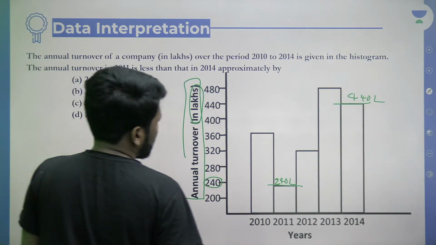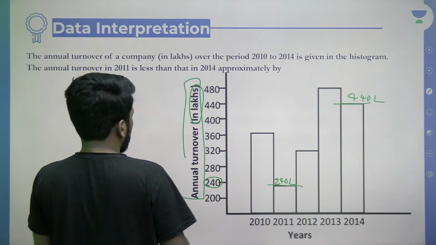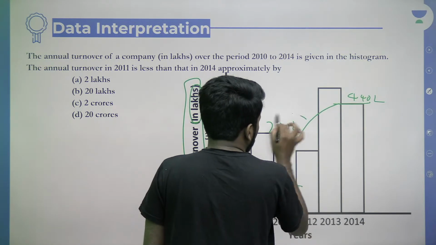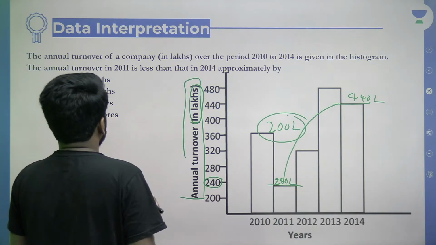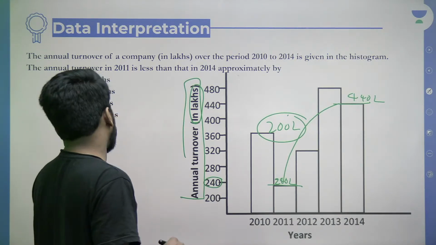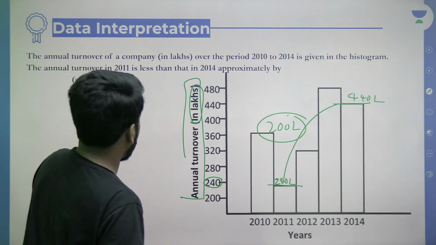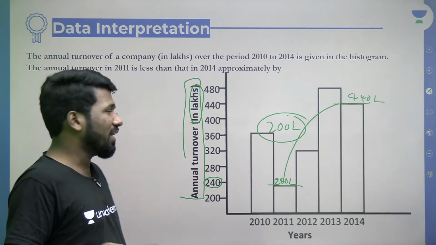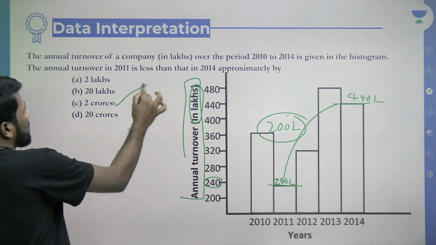So how much less is it? 240 lakhs, 440 lakhs, a difference of 200 lakhs. But unfortunately, to trick you, 200 lakhs is not there in the answer options. But any other option is okay. 100 lakh is 1 crore, na? So 200 lakh is 2 crore. So option C is the answer.